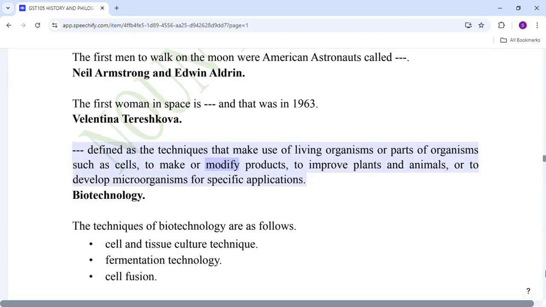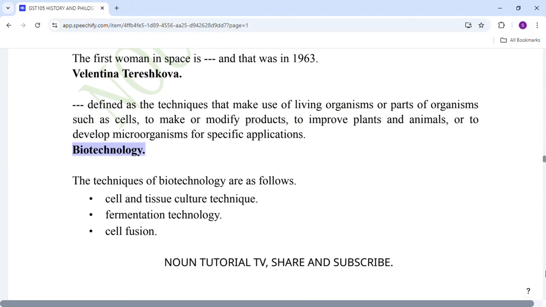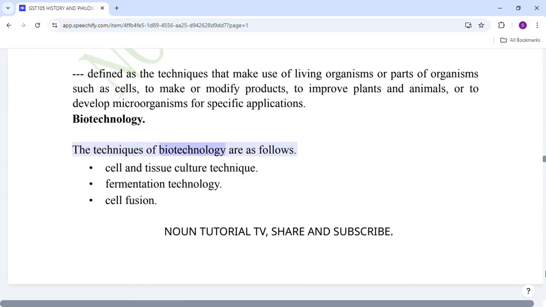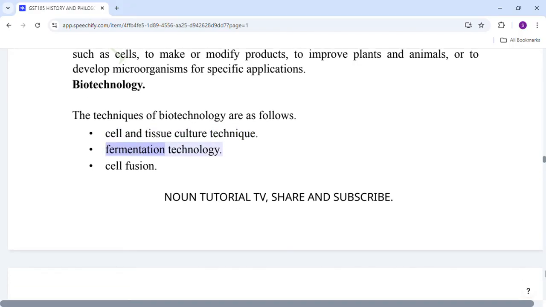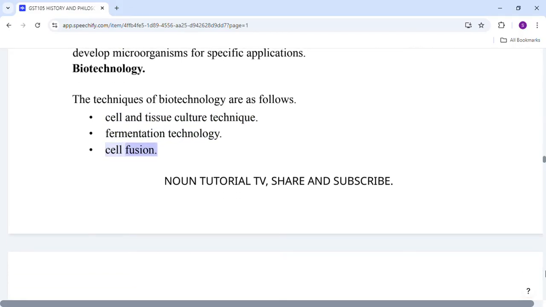Biotechnology is defined as the techniques that make use of living organisms or parts of organisms such as cells, to make or modify products, to improve plants and animals, or to develop microorganisms for specific applications. The techniques of biotechnology are as follows: cell and tissue culture technique, fermentation technology, cell fusion.